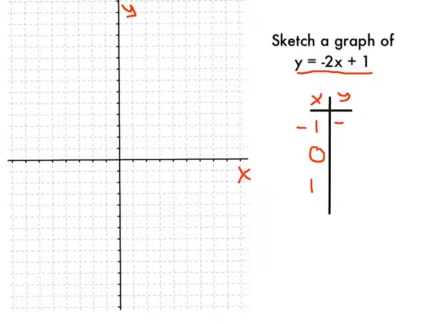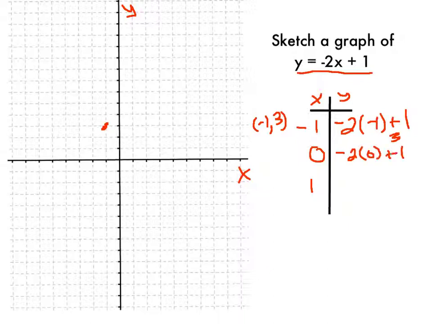So those are my x's that I'll plug in. When I plug this into my x, I'm going to see what I get for y. So negative 2 times negative 1 is a positive 2, plus 1 is a 3. So this point here is negative 1, 3. So I'll plot that right here. When I plug in 0, negative 2 times 0 plus 1, that gives me a 1. So this point is going to be 0, 1, which is right here.